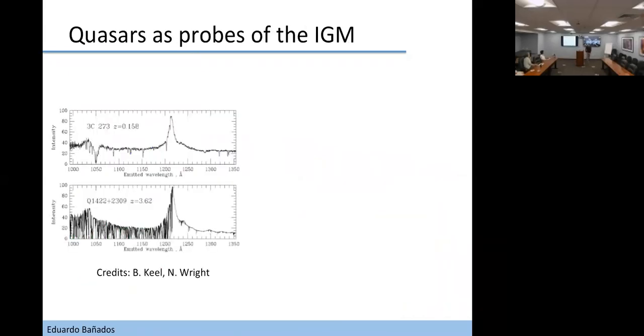Another topic is why quasars are important. There are many reasons why these objects are interesting, but they are important tools to probe the intergalactic medium, or IGM. Here I'm showing two examples of quasars at different redshift. The one at the top is at redshift 0.16. This was the first quasar discovered, and it's one of the closest ones. Then we have a quasar at higher redshift, 3.62. This is the Lyman alpha line that you're all familiar with from the previous plot. You see that these objects look very similar, except blueward of Lyman alpha, where the one at higher redshift, or more distant, has these very strong absorption features. That's what we call the Lyman alpha forest.